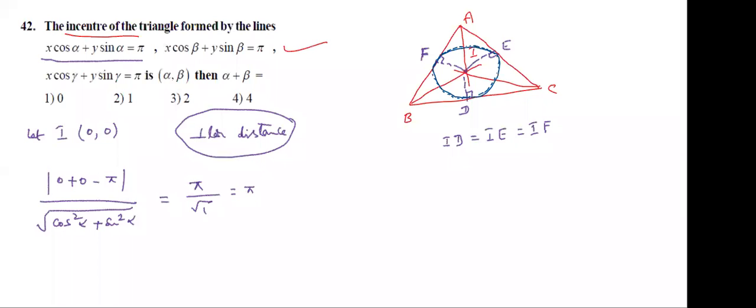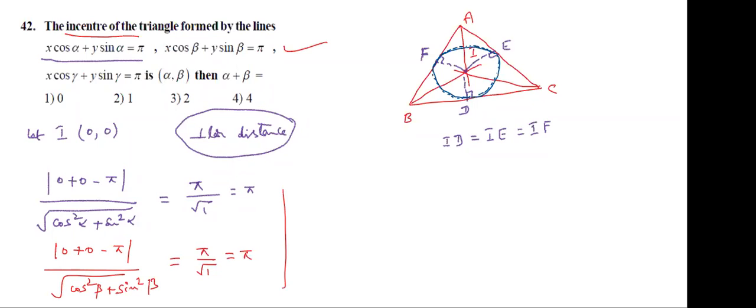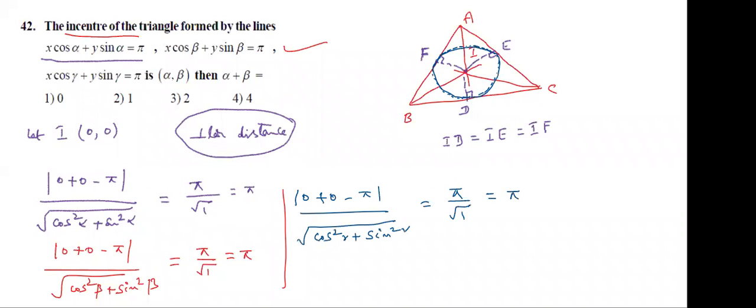Same like that, find the perpendicular distance from origin to the second line: 0 plus 0 minus pi divided by under root cos square beta plus sin square beta. How much are we getting, students? Pi by root 1, that is also pi. And one more is there. The perpendicular distance from origin to the third line is 0 plus 0 minus pi divided by under root cos square gamma plus sin square gamma, that is equal to pi by root 1, that is pi only.